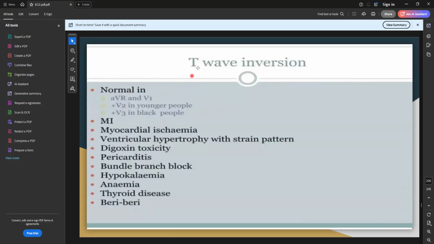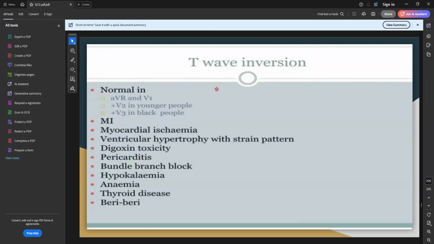Where do you find T wave inversion? Normally, we all know that all the waves are negative or inverted in aVR, but the T wave may be inverted in V1 along with aVR in normal patients too. In young patients, the T wave can be inverted. Inversion of the T wave can occur in younger people in V2 also, and in black people, it can be in V3 also.